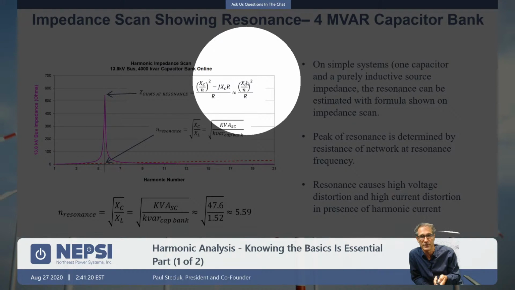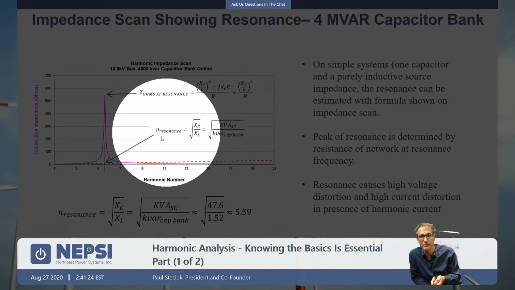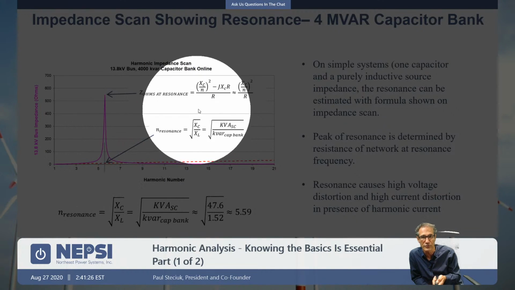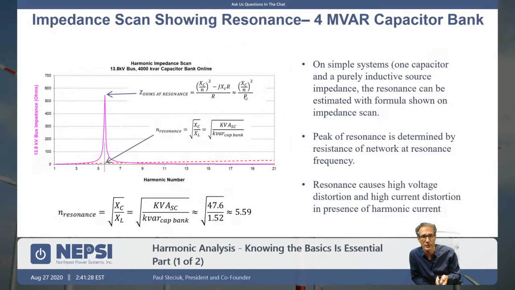The peak is equal to X of C, the capacitive reactance, divided by N, N being where the harmonic resonance occurs, divided by the resistance of the network. And remember, resistance of the network is very low. It's the cable resistance, the resistance of the transformer. Typically, those medium voltage transformers have an X over R of maybe 25. So R is a very low value, and thus you get this very high peak in impedance.